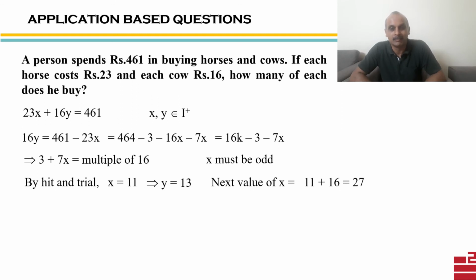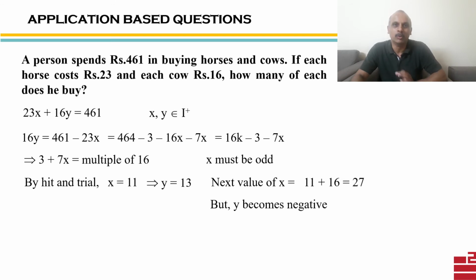Why did I add 16? Because I told you earlier that the values of x will be an AP series with common difference equal to the coefficient of y, and the coefficient of y is 16. So the next value of x will be 11 plus 16, that's 27. If I do that, the value of y becomes negative, and so it is not acceptable.